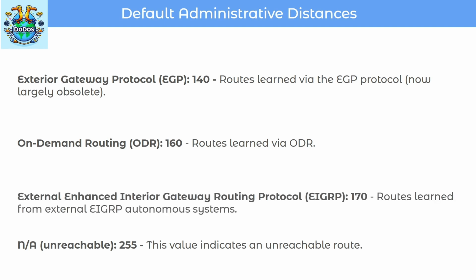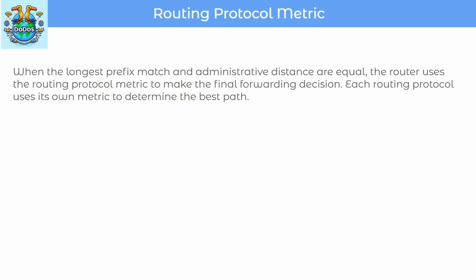External Enhanced Interior Gateway Routing Protocol, or EIGRP, is 170, because it is routes learned from external EIGRP autonomous systems. So, routing protocol metric, what is it? When the longest prefix match and administrative distance are equal, the router uses the routing protocol metric to make the final forwarding decision. Each routing protocol uses its own metric to determine the best path.